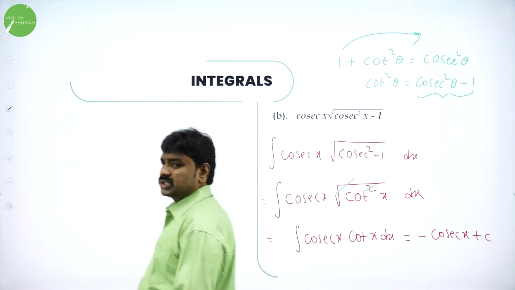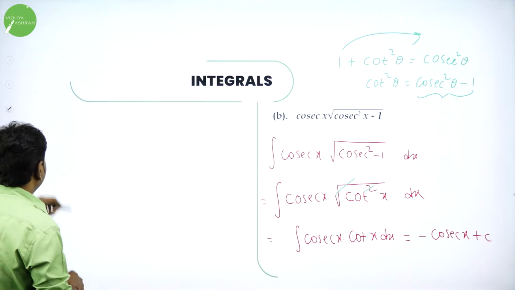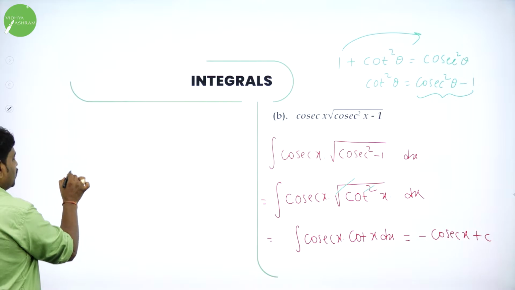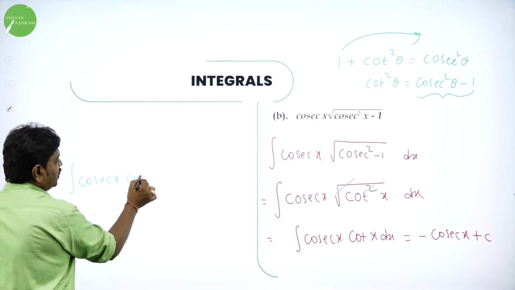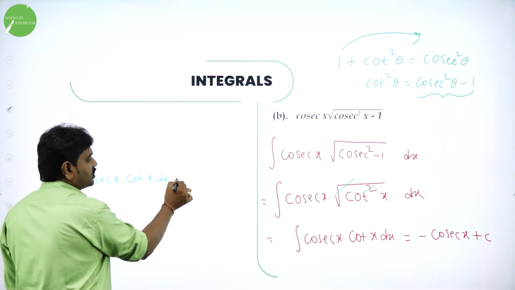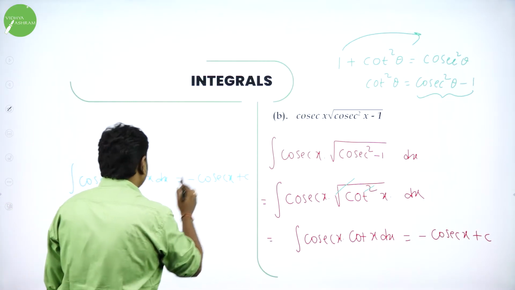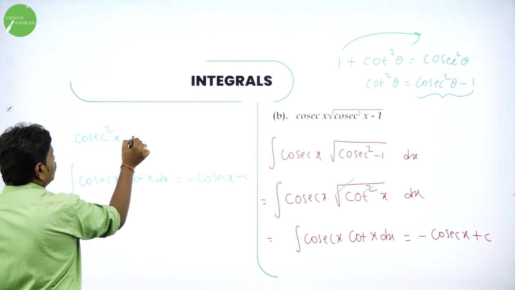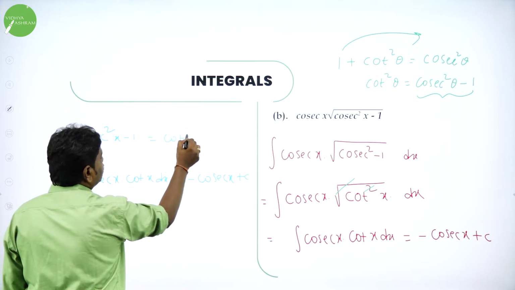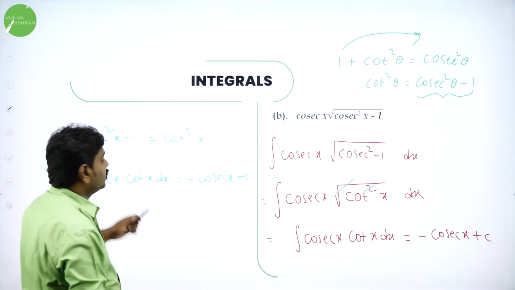So my dear students, to integrate this, you should know the formula. If you refer to the formula list, we have the integration of cosecant x into cot x. The integration of cosecant x into cot x is minus cosecant x plus c. And one more important thing is, you should know that cosecant square x minus 1 can be written as cot square x. So these are the two basics you should know, then you can integrate.